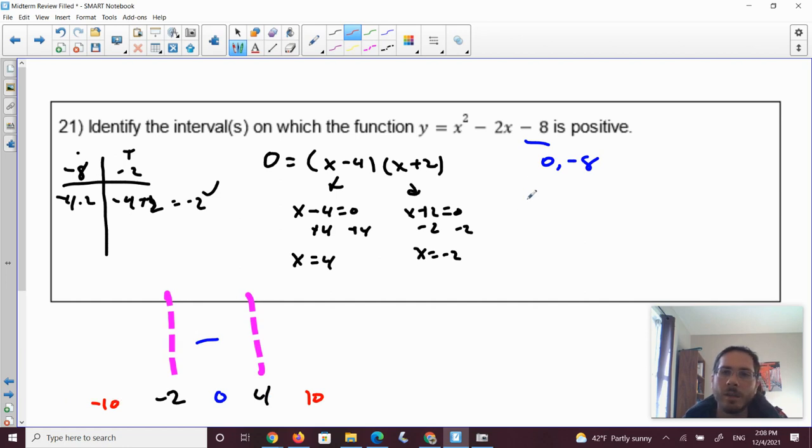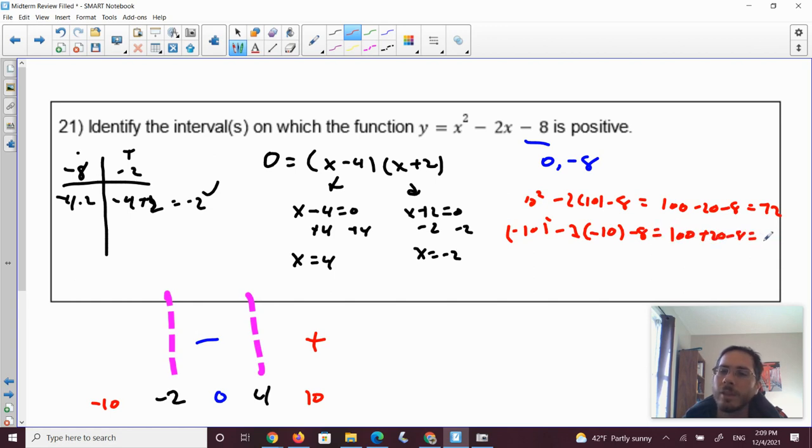So if I were to plug 10 in, 10 squared minus 2 times 10 minus 8, that's 100 minus 20 minus 8, that's 80, 72. So that's positive. If I were to plug negative 10 in, minus 2 times negative 10 minus 8, that's still 100, but now I get to do plus 20 minus 8. Well, that's 112. That's still positive. So I can see from my sign chart that the positive sections are going to be from negative infinity to negative 2.